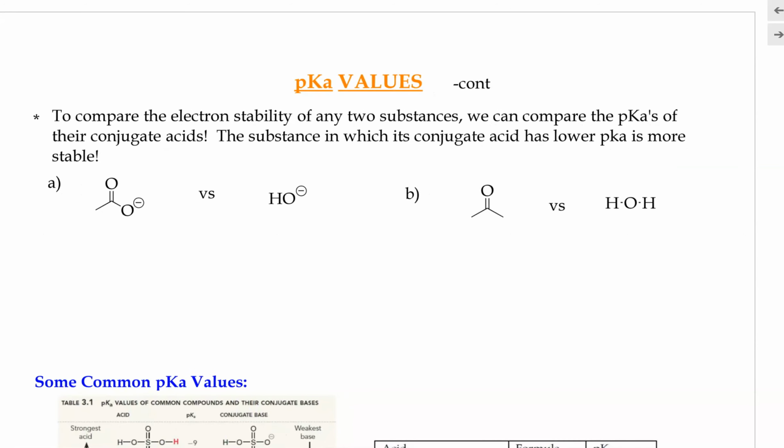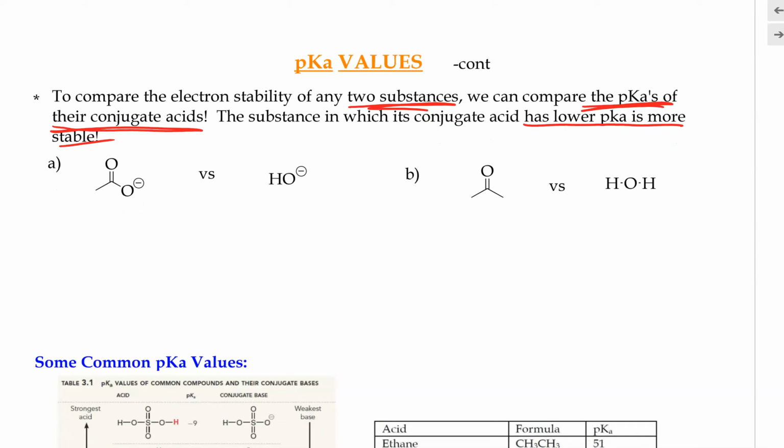And as we previously mentioned, to compare the electron stability of any two substances, we can compare the pKa of the conjugate acid, and the substance whose conjugate acid has a lower pKa value is then more stable. For an example, let's say we are given these two different species right here with electrons on them. Which of these substances will then have more stable electrons?